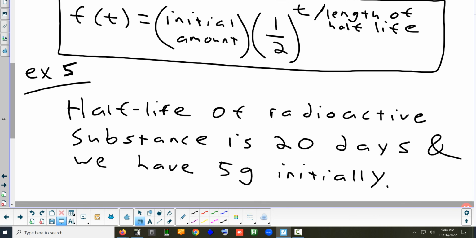So let's try this one. It says that we have a radioactive substance with a half-life of 20 days, and we're starting out with 5 grams. Let's just write a formula for it. Start with that.